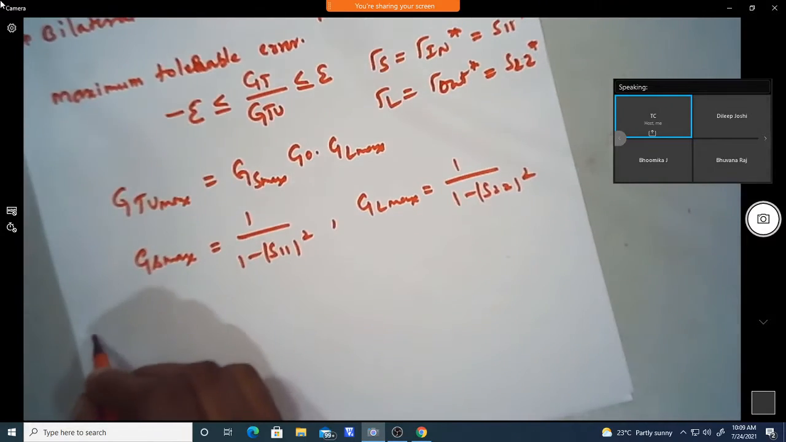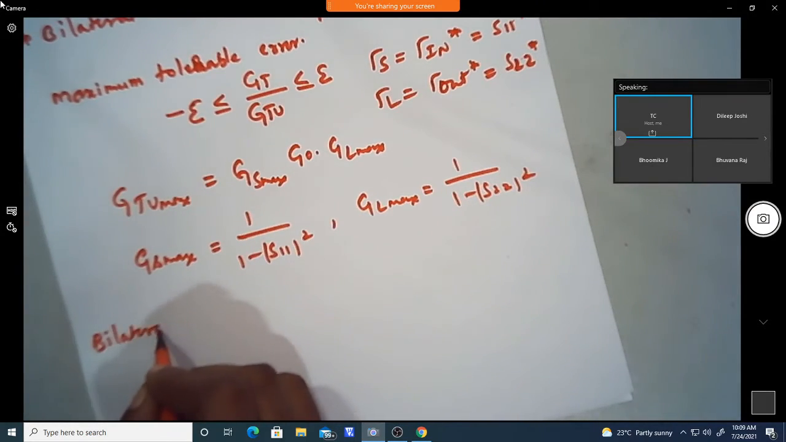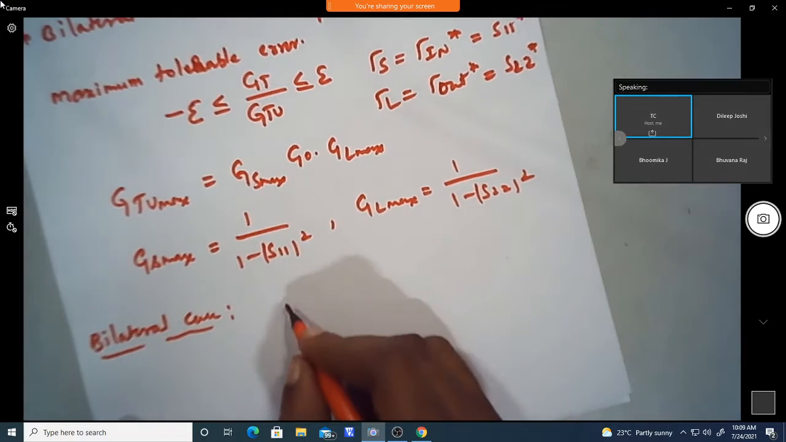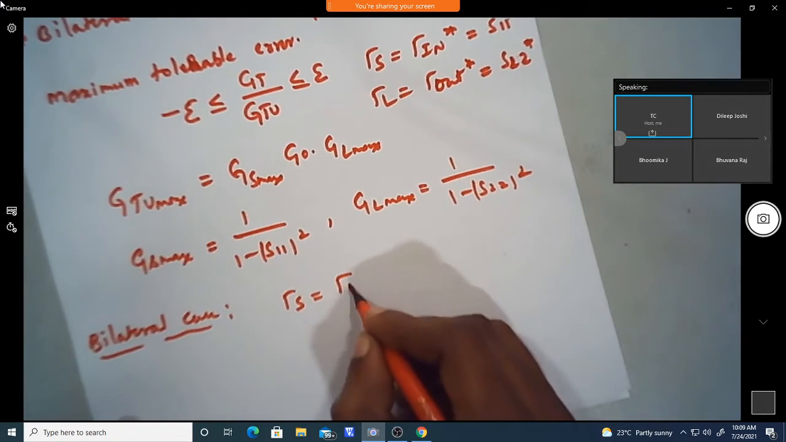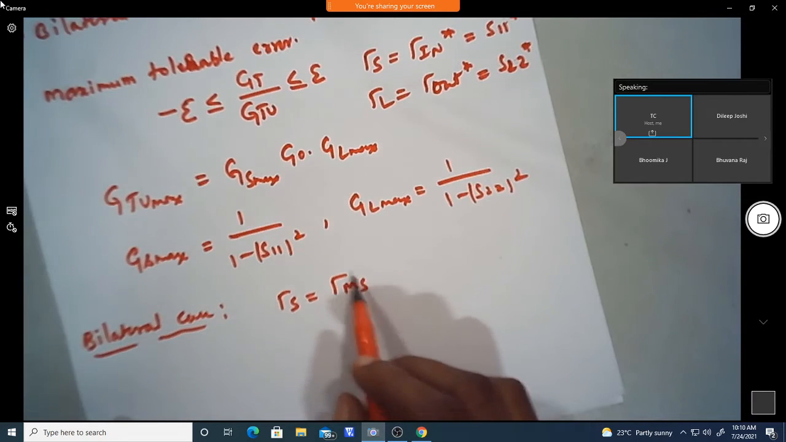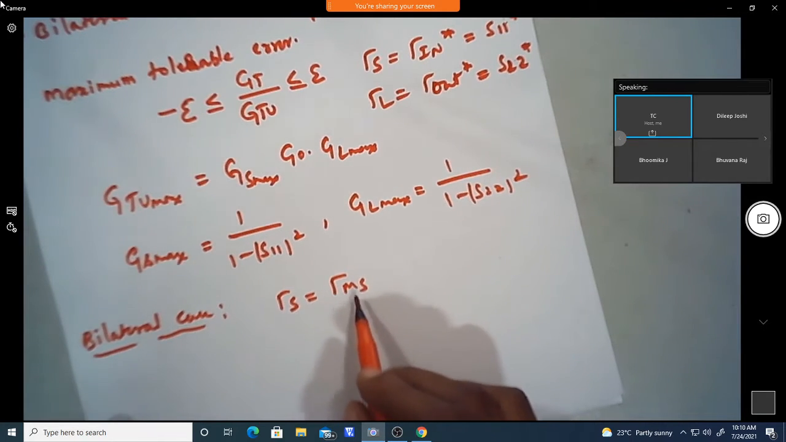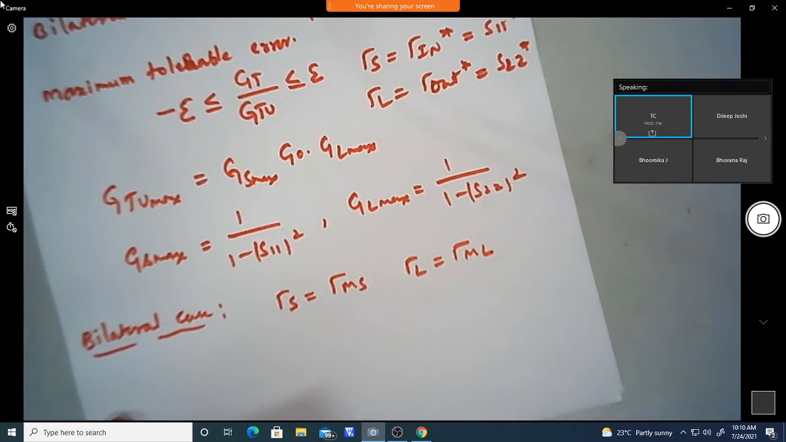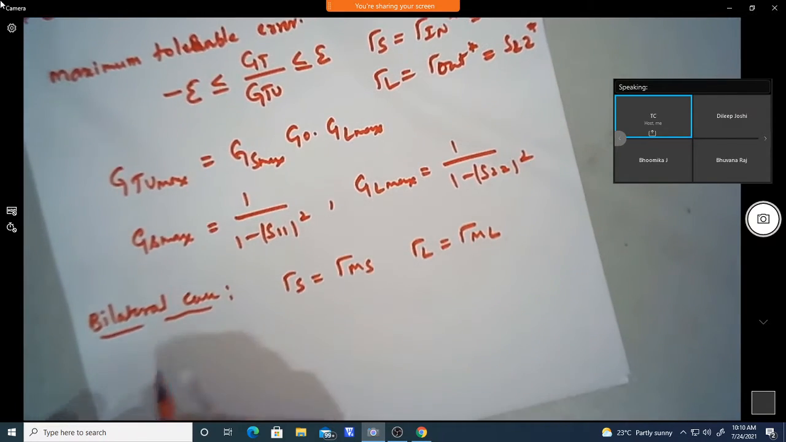Now if I take the bilateral case, you have to use simultaneous conjugate matching, with reflection coefficients gamma L and gamma S. Then we have to equate gamma S to gamma MS, that is the simultaneous conjugate matching of the source side, and similarly gamma L we have to equate to gamma ML. These equations we have already seen yesterday.